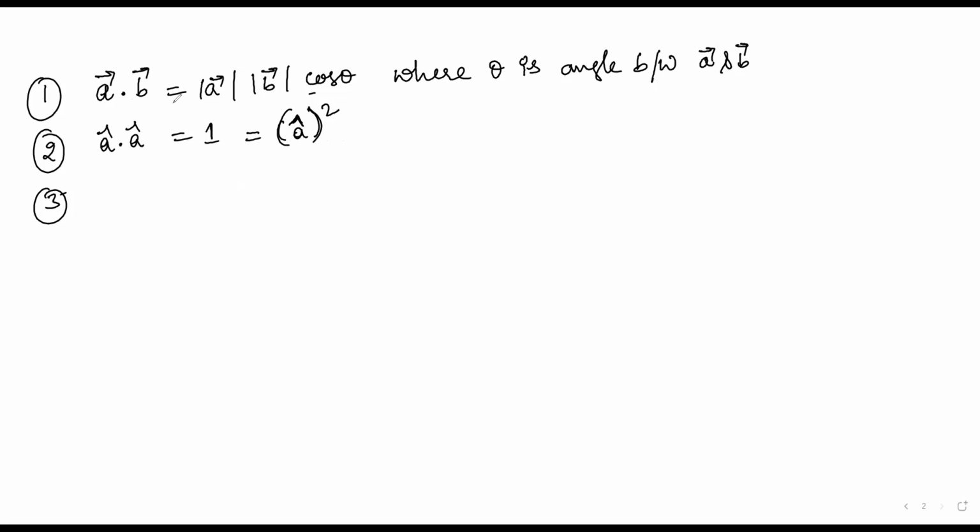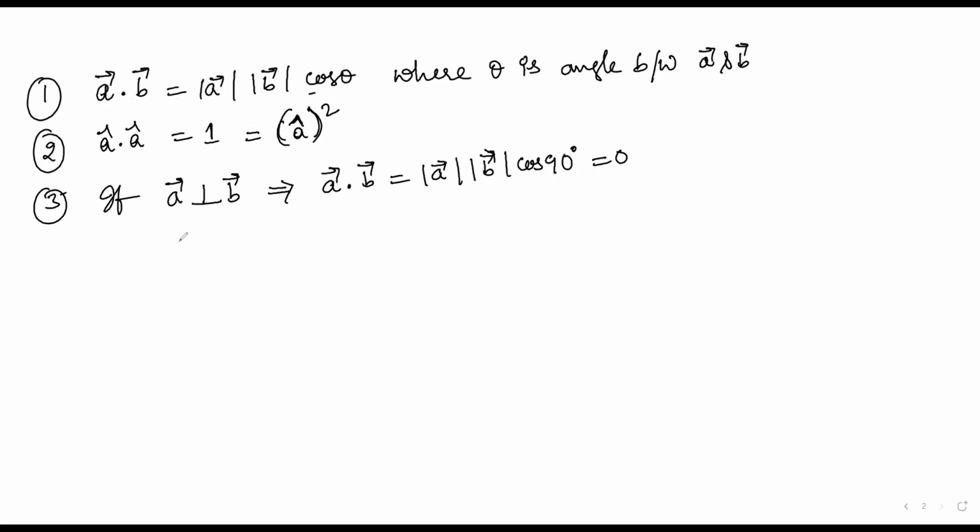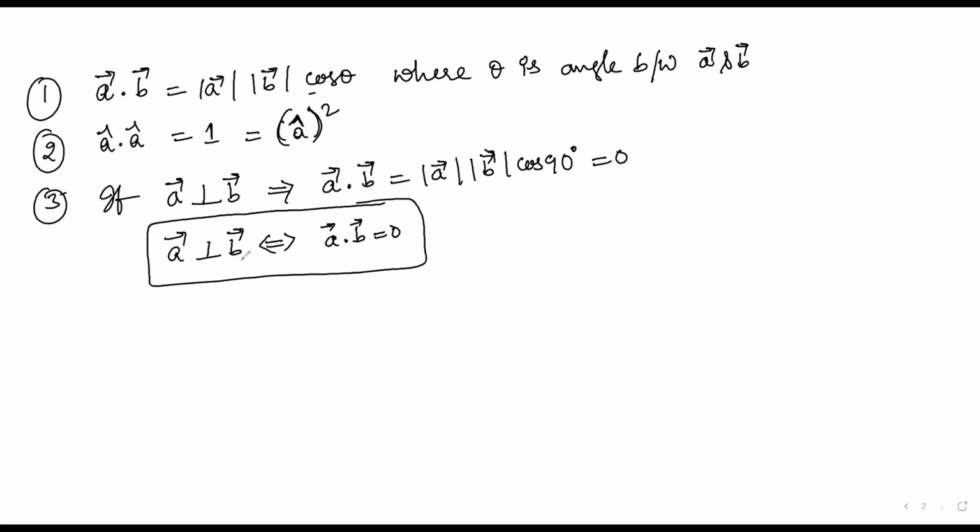The next one: A bar is perpendicular to B bar. That means A and B are perpendicular to each other, and the angle between them is 90 degrees. That implies A dot B is mod A mod B into cos 90 degrees. How much is this? 0. Very, very important: A is perpendicular to B implies A dot B is 0. If A dot B is 0, then the two vectors are perpendicular. If two vectors are perpendicular, then the dot product is always 0.